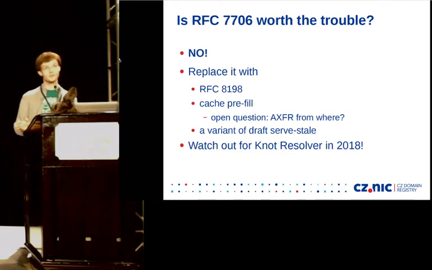To conclude, it seems that 7706 is not really a good idea, at least to me. So for Knot Resolver, we decided to replace 7706 with a custom implementation, which includes aggressive use of NSEC, some cache pre-filling mechanism, and possibly a variant of serve-stale, but that's in the future. In any case, look to the bright future. In 2018, we intend to deliver all this together in Knot Resolver.